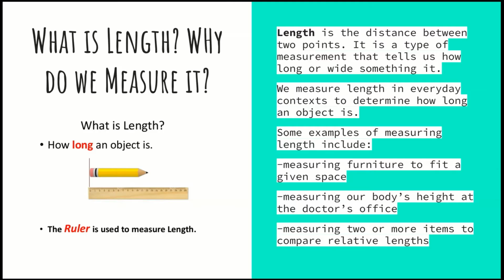Some examples of measuring length that you might use in your everyday lives include when you are measuring furniture to fit into a given space. So not only are you measuring the furniture, but you might also be measuring the dimensions of the area that you want to put it in, or the overall dimensions of the room to see what will fit. We measure our body's own length, our height, at the doctor's office every time we go get a checkup. And we also measure 2 or more items to compare relative lengths, okay? And this helps us determine which one is longer, which one is shorter, which one is wider, which is thinner.